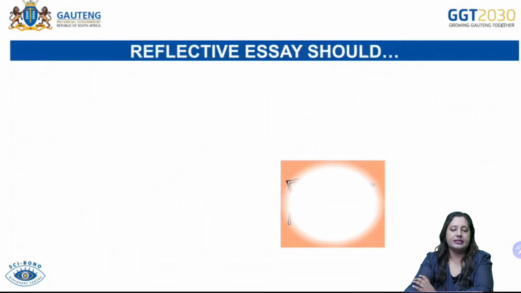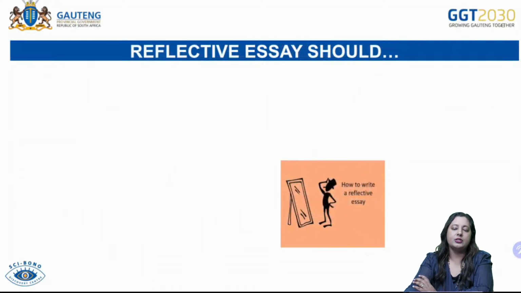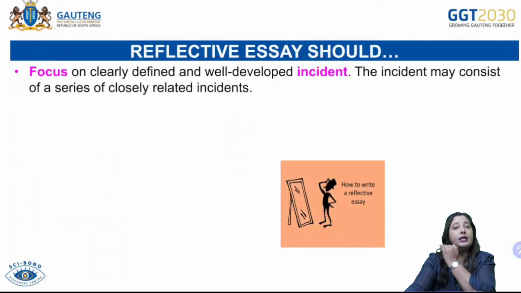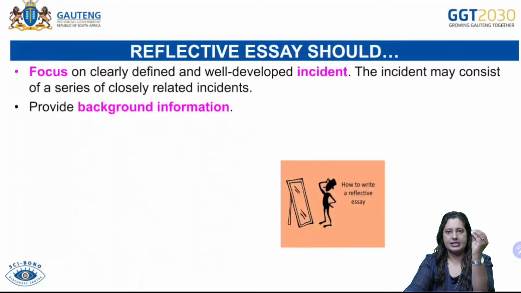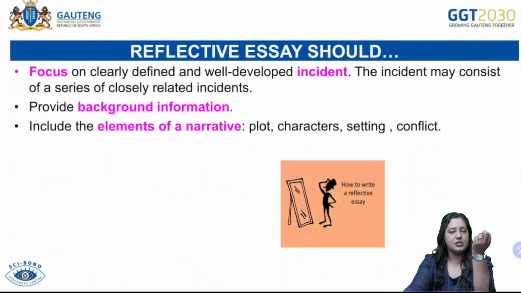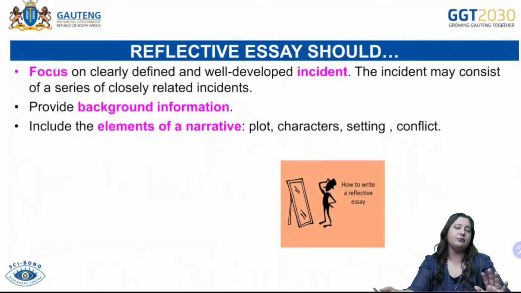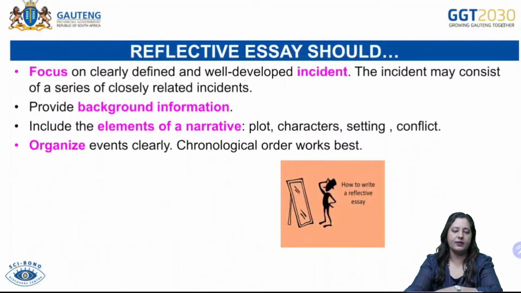So that's the reflective essay, and you need to ensure that you are always focusing on a clearly defined incident that you want to speak about. So it can include a series of other events that are related to that particular incident, but there must be that focal incident. You have included background information, very important. You have included elements of a narrative essay, for example, where you've got an idea of a plot coming through, characters being involved in the setup, their setting in terms of where this incident took place, and possibly maybe a conflict situation that has occurred for them to now reflect on the pros and the cons.